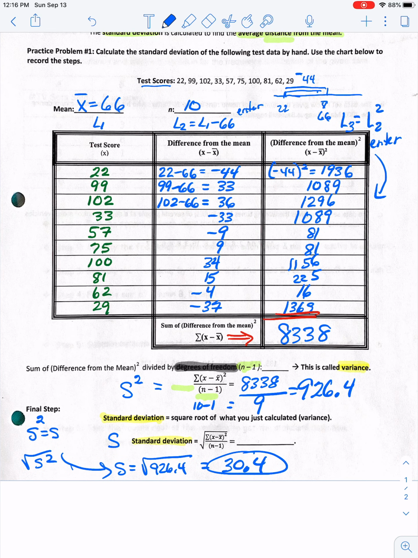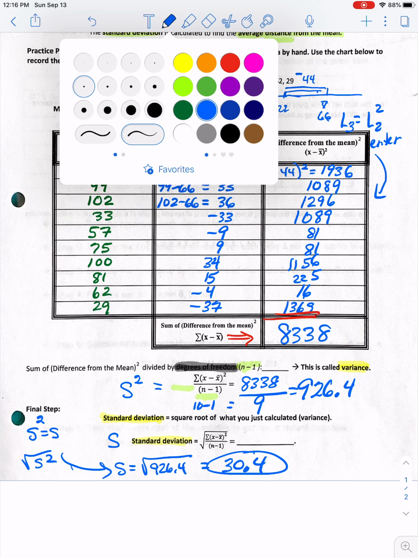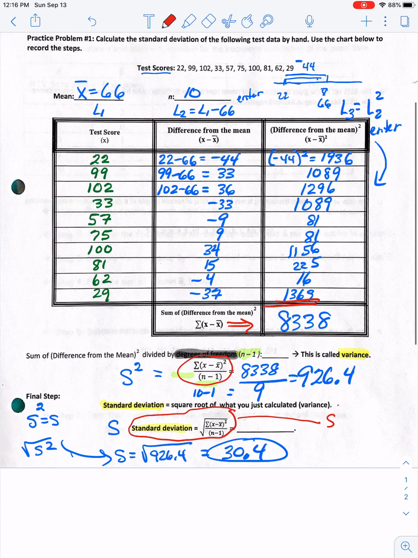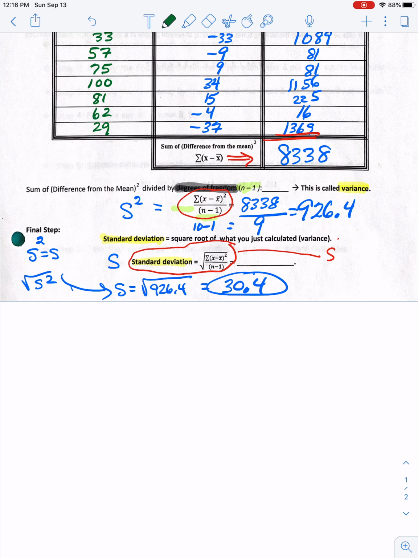If you want to, you are certainly welcome to put this formula on your formula sheet, as well as this one here. I've been doing this in green for you guys. I would say s squared equals the sum of x minus x bar squared, so that's the sum of that third column we had, divided by n minus 1. And then I would write that s equals the square root of s squared. That way you remember which one's which.